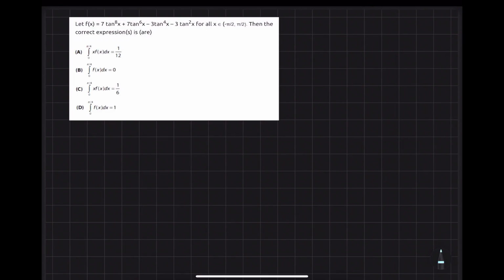So we got this situation to integrate. Let f of x equal 7 times 10 power 8x. Okay, let's write down this question. f of x is 7 times 10 power 8x plus 7 times 10 power 6x minus 3 times 10 power 4x minus 3 times 10 power 2x. Okay, then the correct expansions is r.